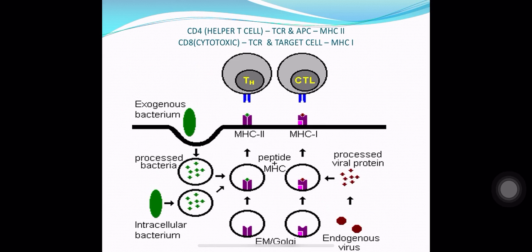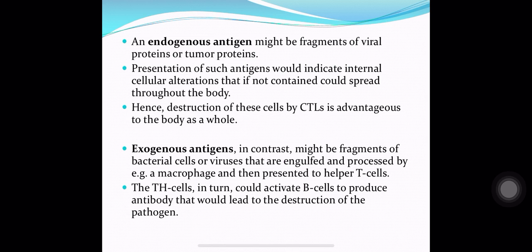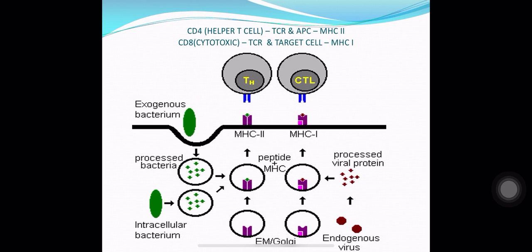presented coupled with MHC2 molecules to the helper T cells. And helper T cells, once they are activated, will activate the B cells to form antibodies against the antigen. So remember that endogenous antigens are generally presented by MHC1 to cytotoxic T cells, and exogenous antigens are generally presented by MHC2 to the helper T cells.